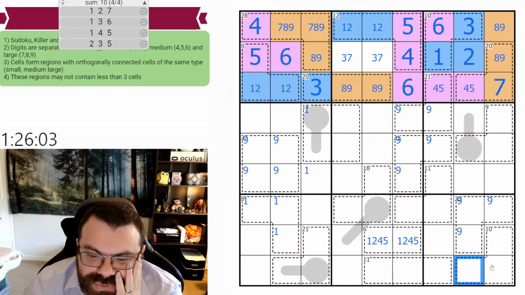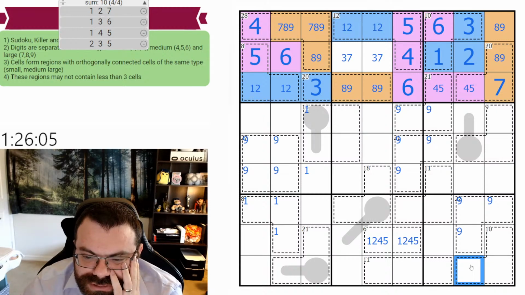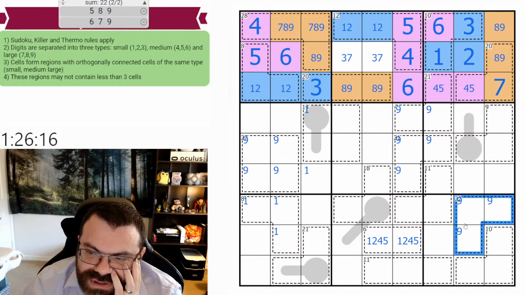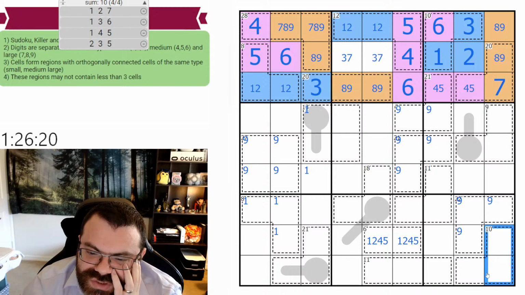Garyon has a crazy point that I don't know if I understand, but... Okay, so I guess the question is... Oh, okay, yeah. So the 22 cage can't have a blue in it. It can't have a low in it. But the 10 cage is going to have at least one low in it.